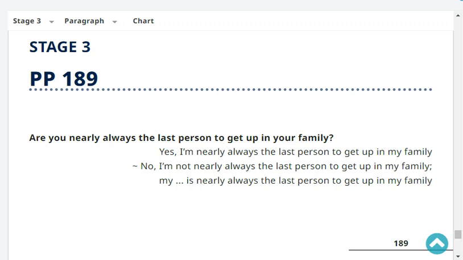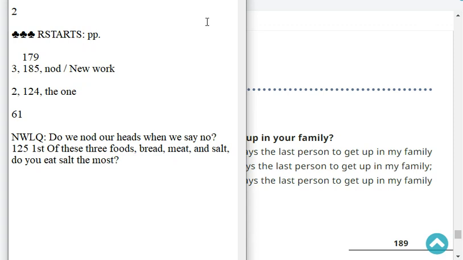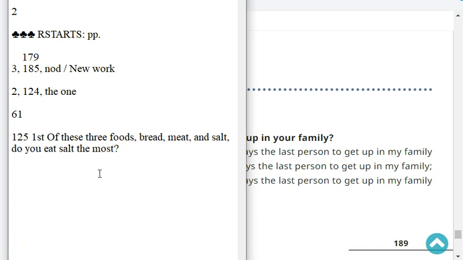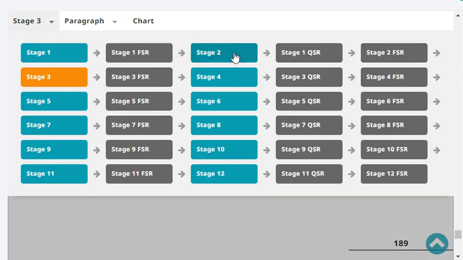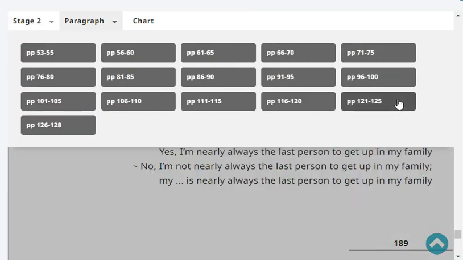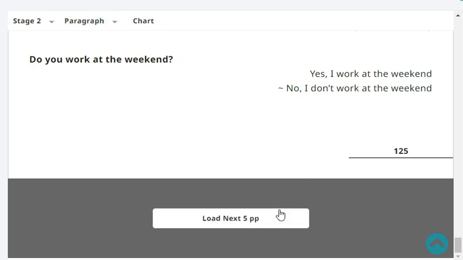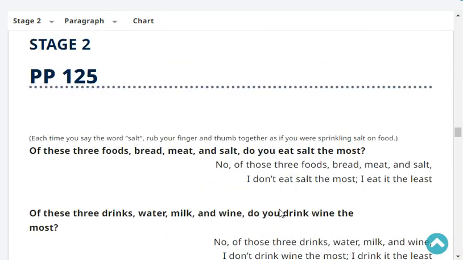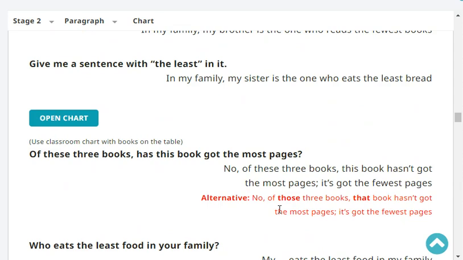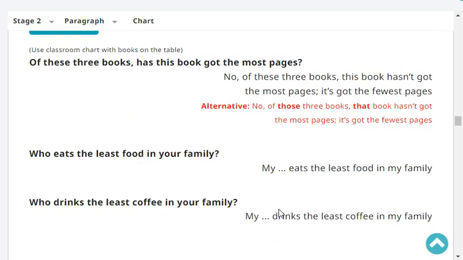Very good. Okay, so now let's move on to reading. Our reading is at stage 2, page 124. Last headword was the one. Okay, please start at page 125, first question. Of these three books, has this book got the most pages? No. Of these three books, this book hasn't got the most pages. It's got the fewest pages.